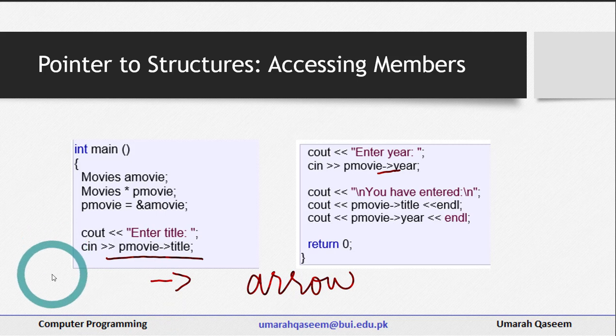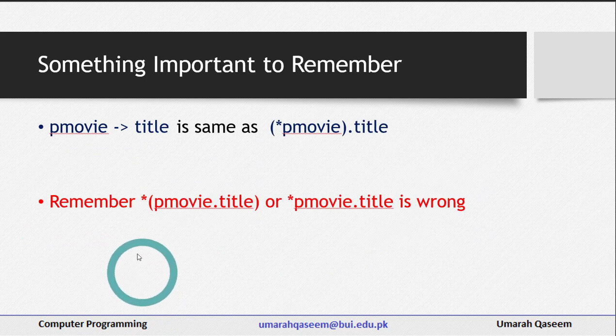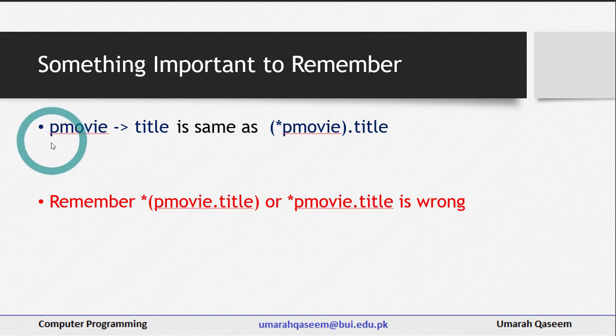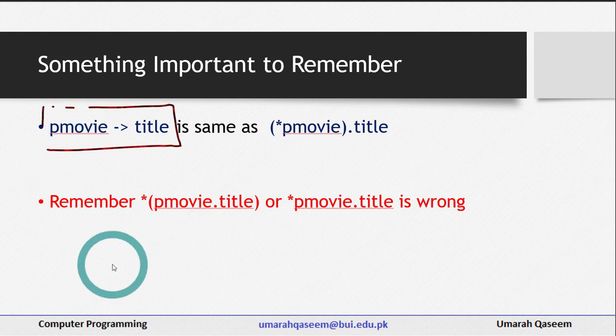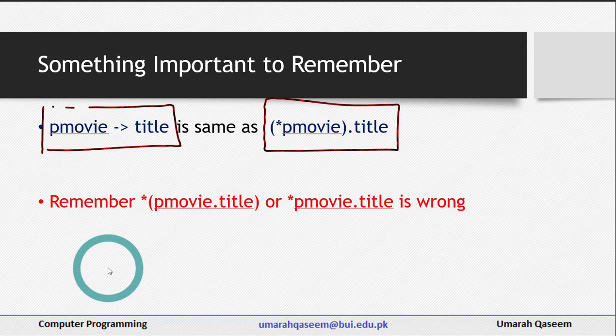There is one important thing, you should never forget this. This line, p movie, arrow operator and title, is exactly the same as this. So if you don't want to use the arrow operator and you want to use the dot operator along with the dereferencing operator, so remember this was the dereferencing operator, this is the dot operator, this is how you do it.